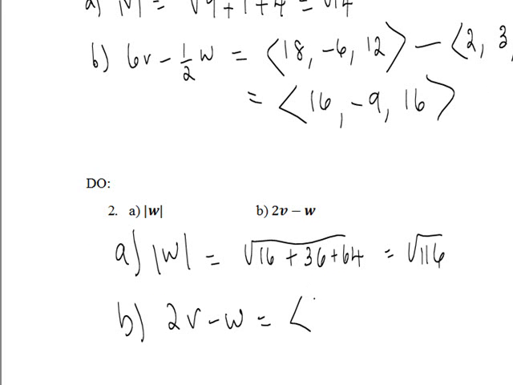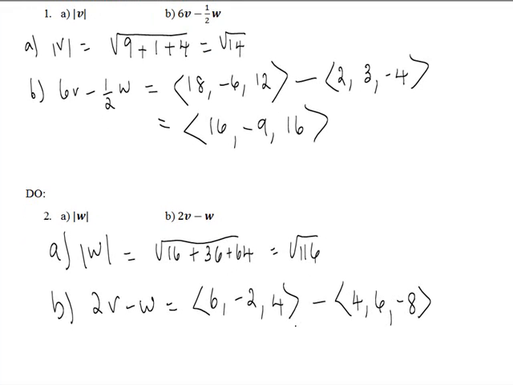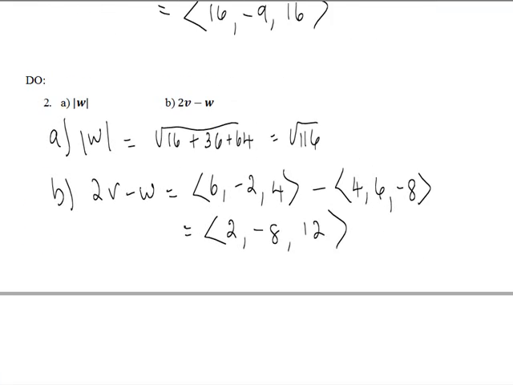2V is 6 minus 2, 4, minus 4, 6, negative 8. That's 2, negative 8, 12. Good. Questions? Okay, let's move on.